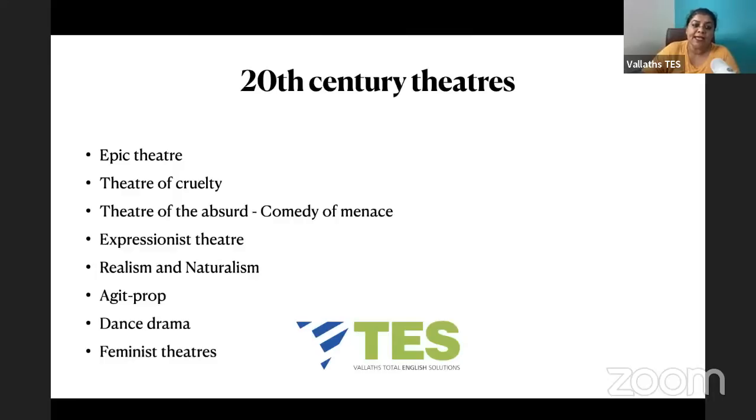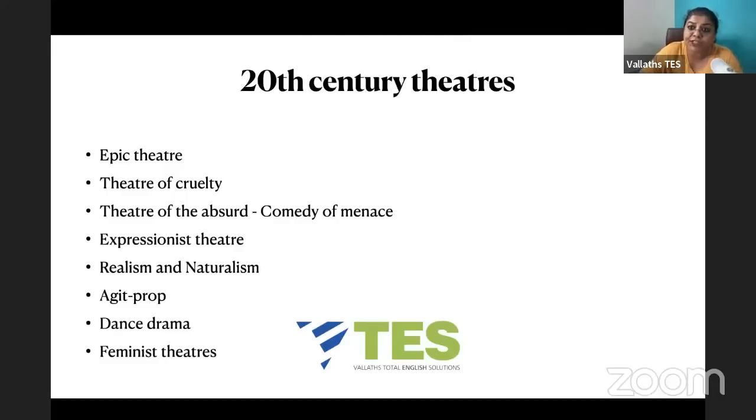Isn't it? And realism, very important. Who introduced realism in drama? Henrik Ibsen, Norwegian playwright. And he also has naturalistic elements. Naturalistic elements are also there in Henrik Ibsen's plays.